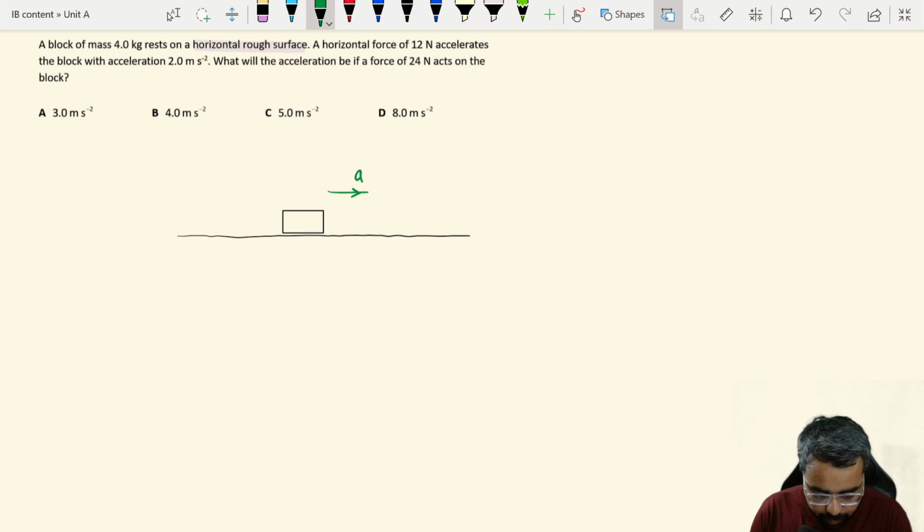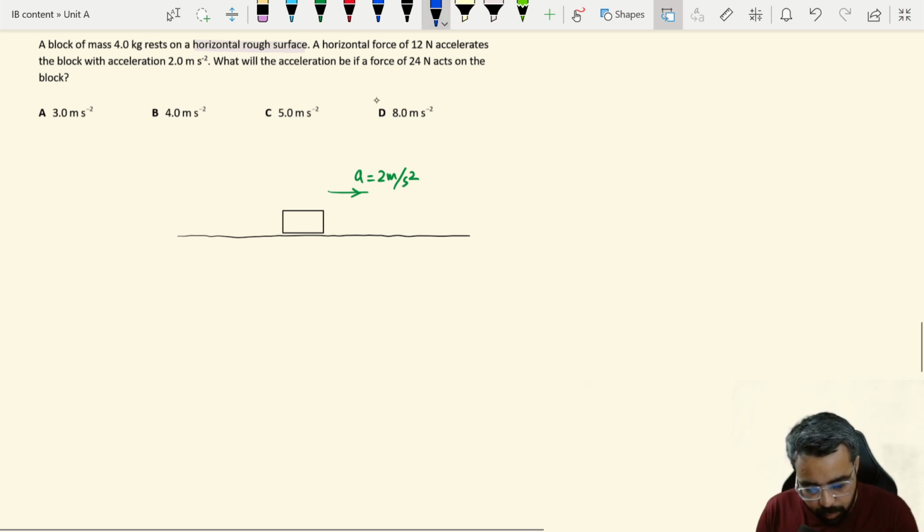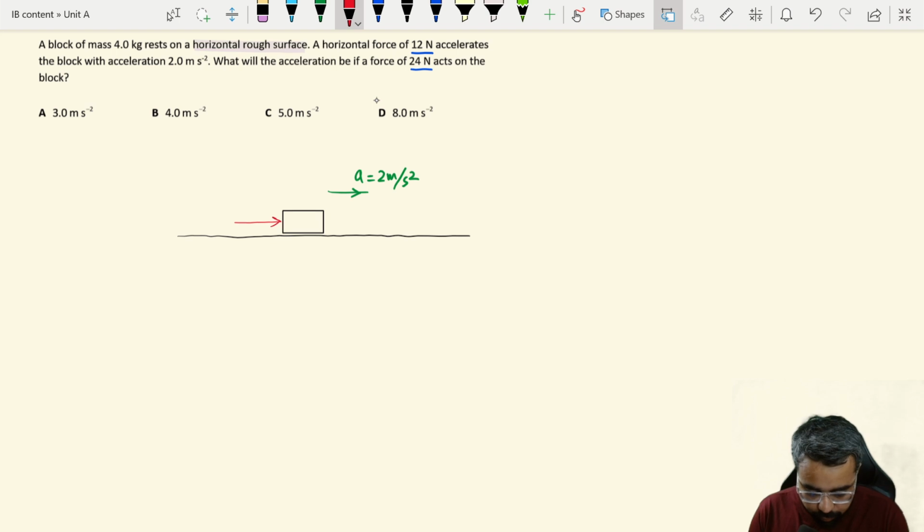This acceleration is 2 meter per second square. So if we double the force from 12 Newton to 24 Newton, that's the applied force. Okay, so this is the direction of the force, 12 Newton. And then what will be the acceleration if you double the applied force? So let's quickly draw the free body diagram here.